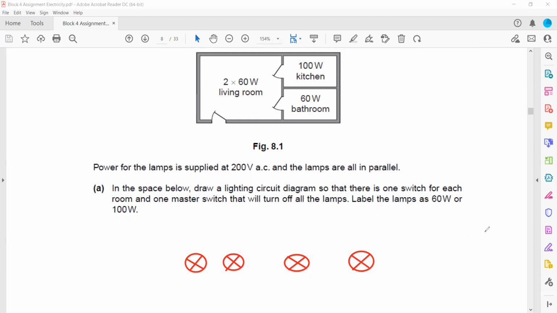And there's a supply here. I can connect an AC supply. So this is the symbol for AC supply. Now there's a common switch for these two lamps in the living room. So these two lamps in the living room must have a common switch. So we make a common switch.